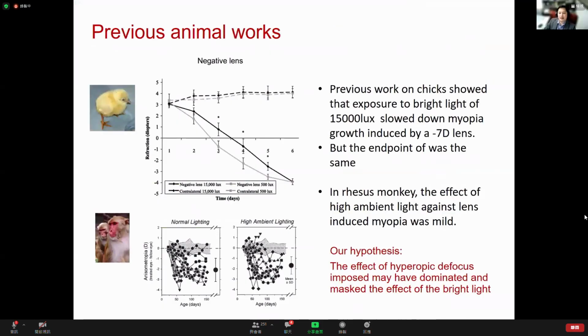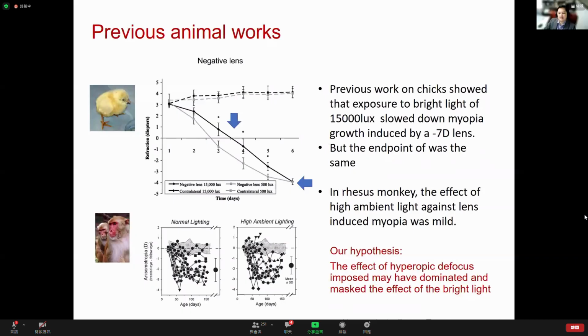From previous animal studies, we know that bright light has an inhibitory effect, which is strong against form deprivation myopia, but mild against lens-induced myopia. For example, bright light of 15,000 lux slowed down myopia growth induced by a 7 diopter lens in Regan Ashby's experiment. But somehow the treated group caught up with the control group in the later half of the experiment, so that there was no difference at the end.